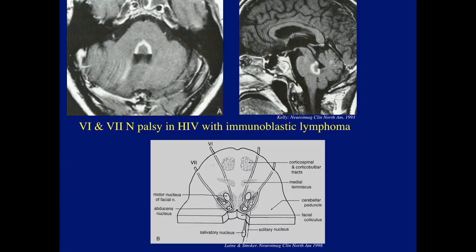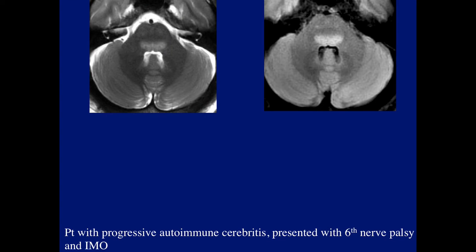This is an unusual case of an immunoblastic lymphoma, kind of the horseshoe type involvement in the pons involving both the 6th and 7th nerve nuclei. This was a patient that we had that really struggled with the diagnosis. The patient had a brain biopsy.